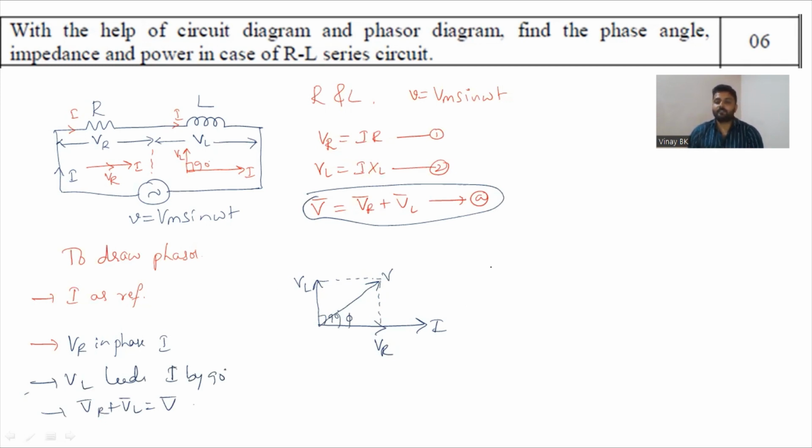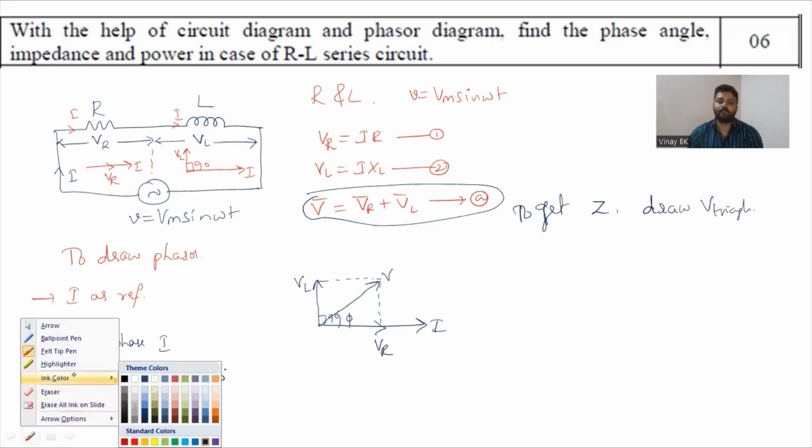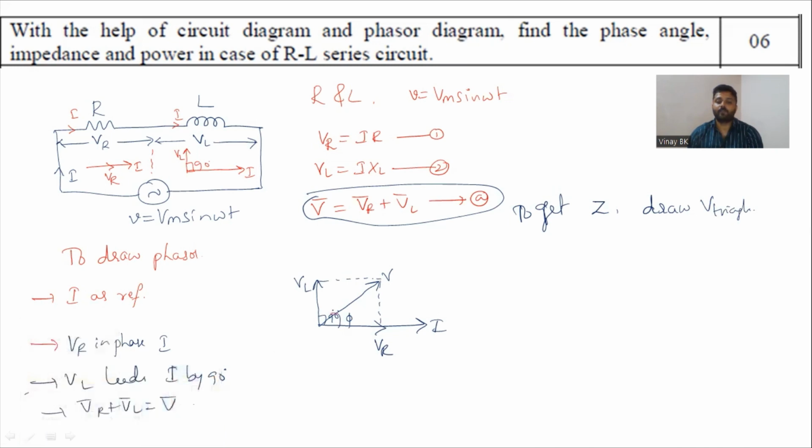To get impedance Z, you should draw the voltage triangle, the V triangle. The voltage triangle is nothing but what I am mentioning here with reference to this phasor diagram. So you can draw the voltage triangle, and I'm just giving you the naming O, A, B. This is your voltage triangle.